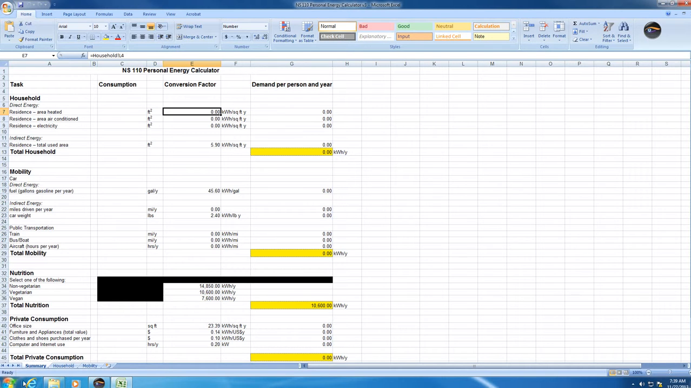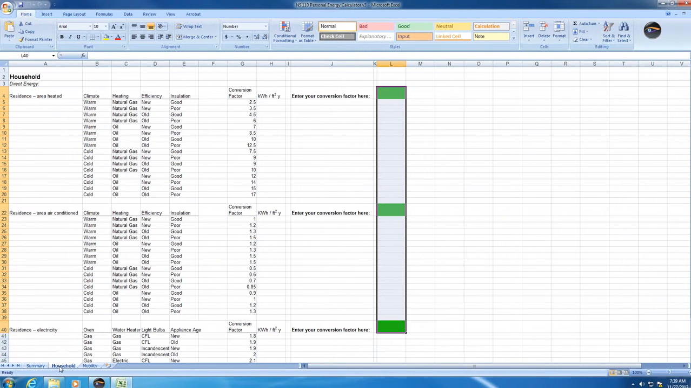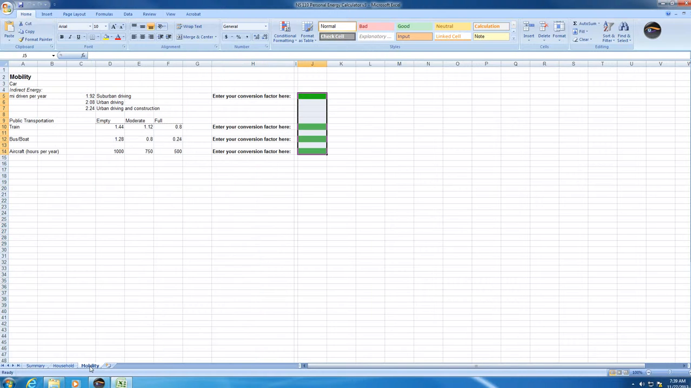This is an image of the first page, the summary page. Page 2 is a set of rules for how to calculate conversion factors for household energy use. And page 3 is a set of rules for how to calculate energy use for transportation or mobility.